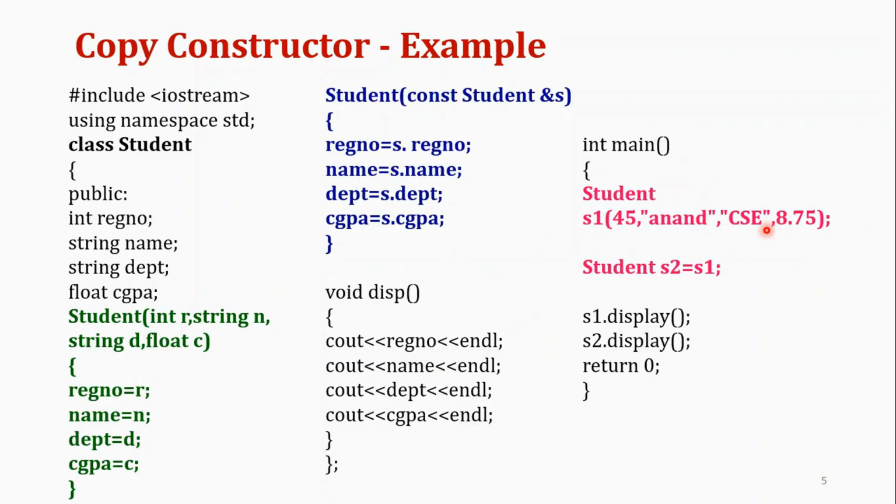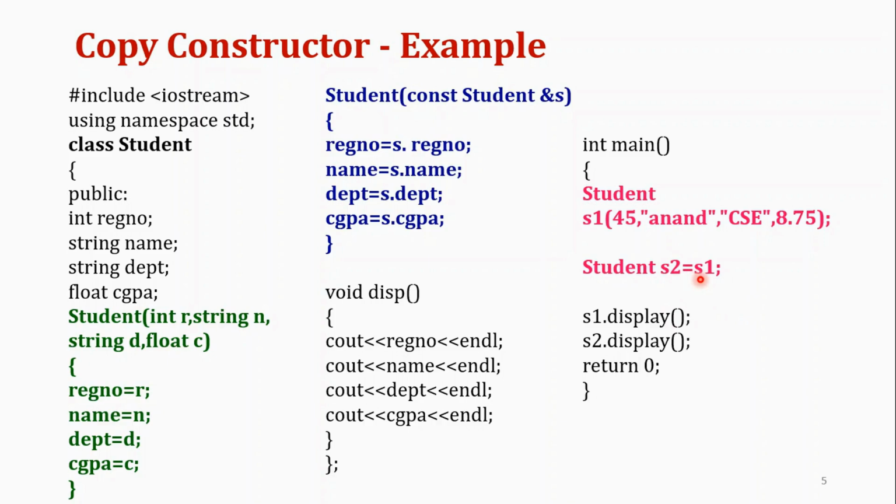Okay, and so here we are passing parameters to the parameterized constructor. So coming to this line, second object is created, S2 equal to S1.